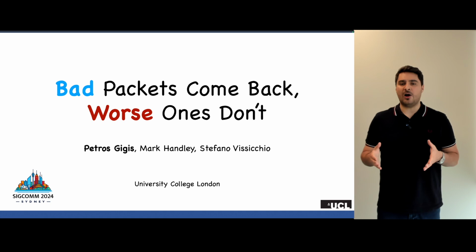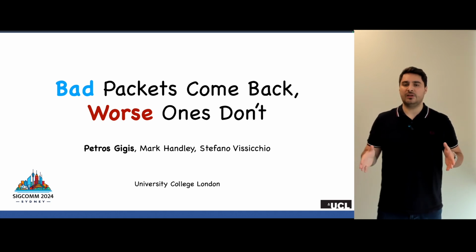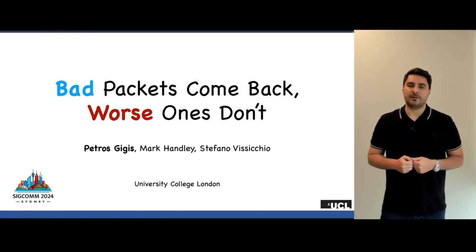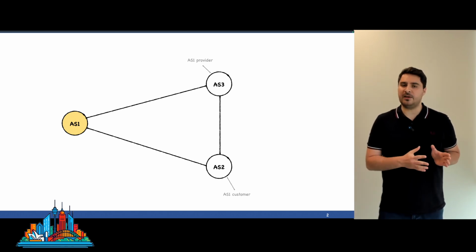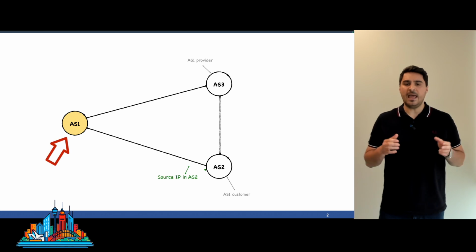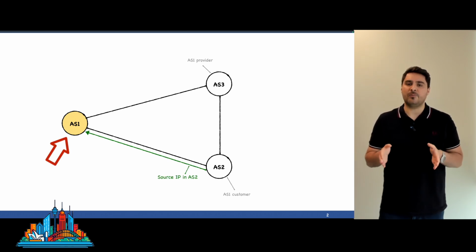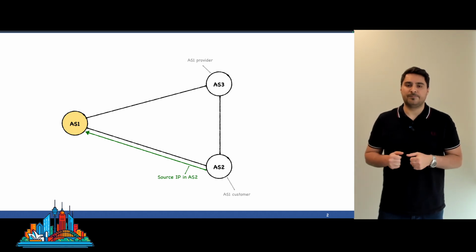Today I will present our research work on how we can distinguish legitimate traffic from spoofed. Here is an example of a topology consisting of three ASs. And let's take the perspective of AS1. AS1 expects traffic coming from AS2 to traverse their direct link, as this generates profit.